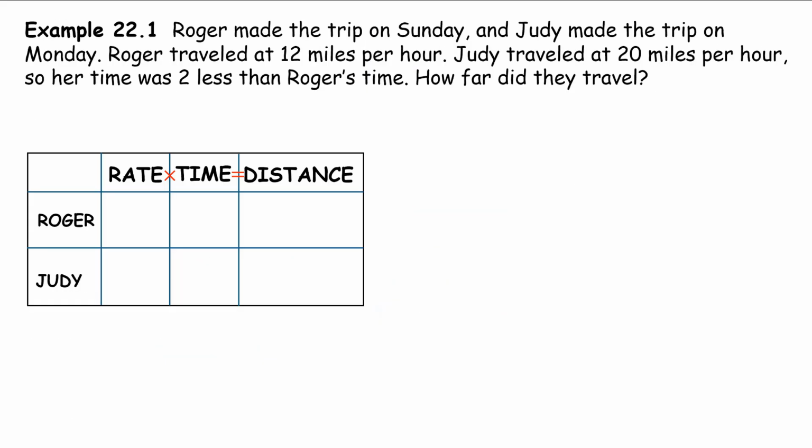Okay, here's another problem where you'll find out that the distances are the same. So Roger made the trip on Sunday and Judy made the trip on Monday. Roger traveled at 12 miles per hour. Judy traveled at 20 miles per hour. So her time was 2 less than Roger's time. How far did they travel?